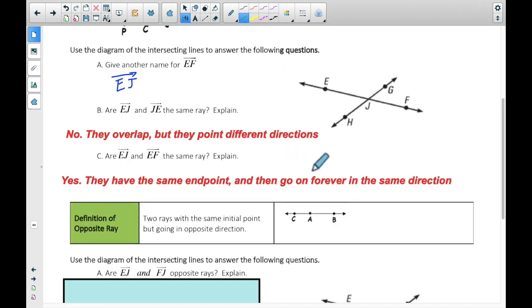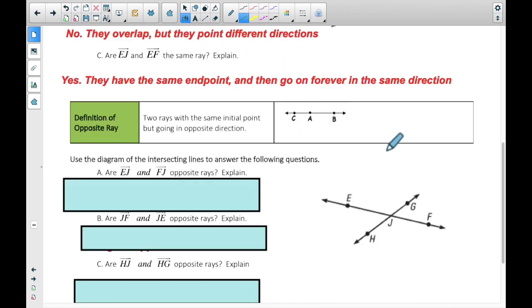All right, let's look at a similar question. Are EJ and EF the same ray? So here we have EJ, and here we have EF. Those are the same ray because they have the same endpoint of E, and then they go off towards this direction, and they go for infinity. So it doesn't matter if we call it EF or EJ, they both go on for infinity that way. So they are the same.